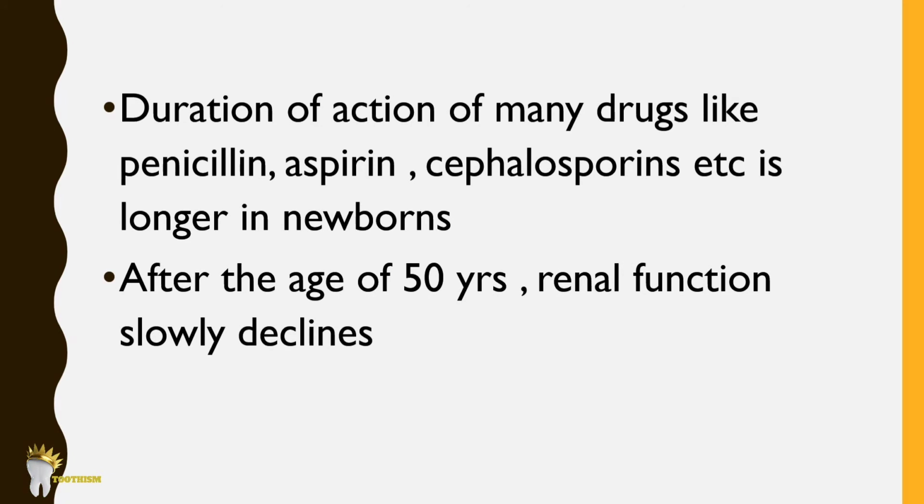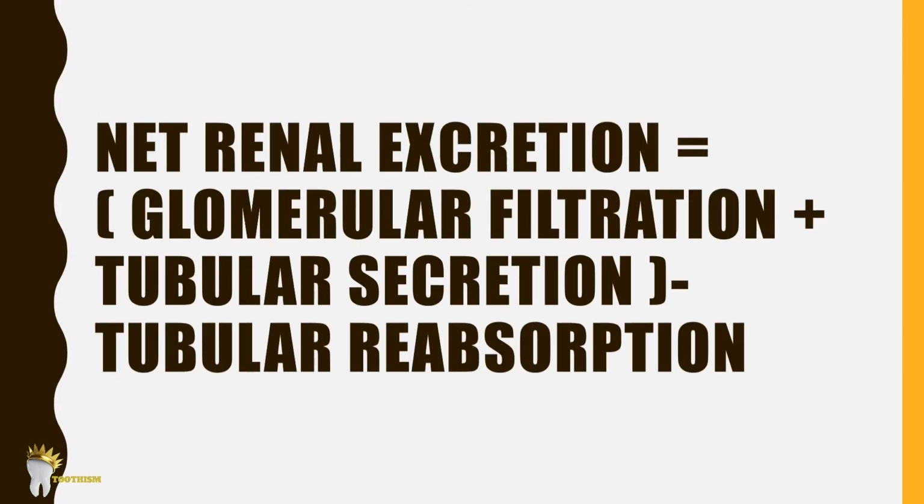Because of this, the duration of action of many drugs like penicillin, aspirin, cephalosporins, etc. is longer in newborns. During infancy, these systems mature, and again after the age of 50 years, renal function slowly declines. So the net renal excretion of a drug equals glomerular filtration plus tubular secretion, because both these mechanisms are contributing to excretion, minus tubular reabsorption. Tubular reabsorption is subtracted because this does not contribute to the excretion of the drug.